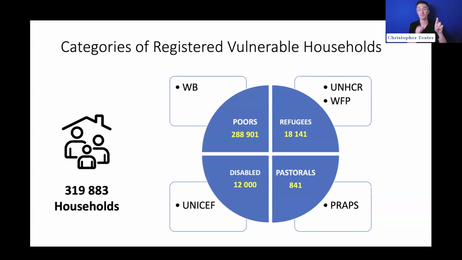And we have also conducted a targeting of households which have one or more disabled members in partnership with UNICEF. And we have collected data of 12,000 households. And the last category we have is the pastoral households. So now the social registry of Mauritania has 319,883 households.